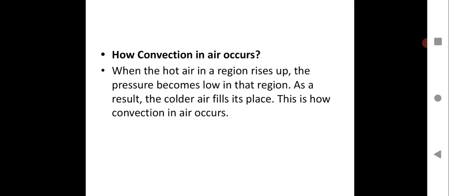How does it happen? When the hot air in a region rises up, the pressure becomes low in that region because hot air will expand and move up. So the pressure becomes low in that region because all the air will go up. As a result, the colder air fills its place. Something should be filling that place, and that something will be the colder air. And this is how convection in air occurs.